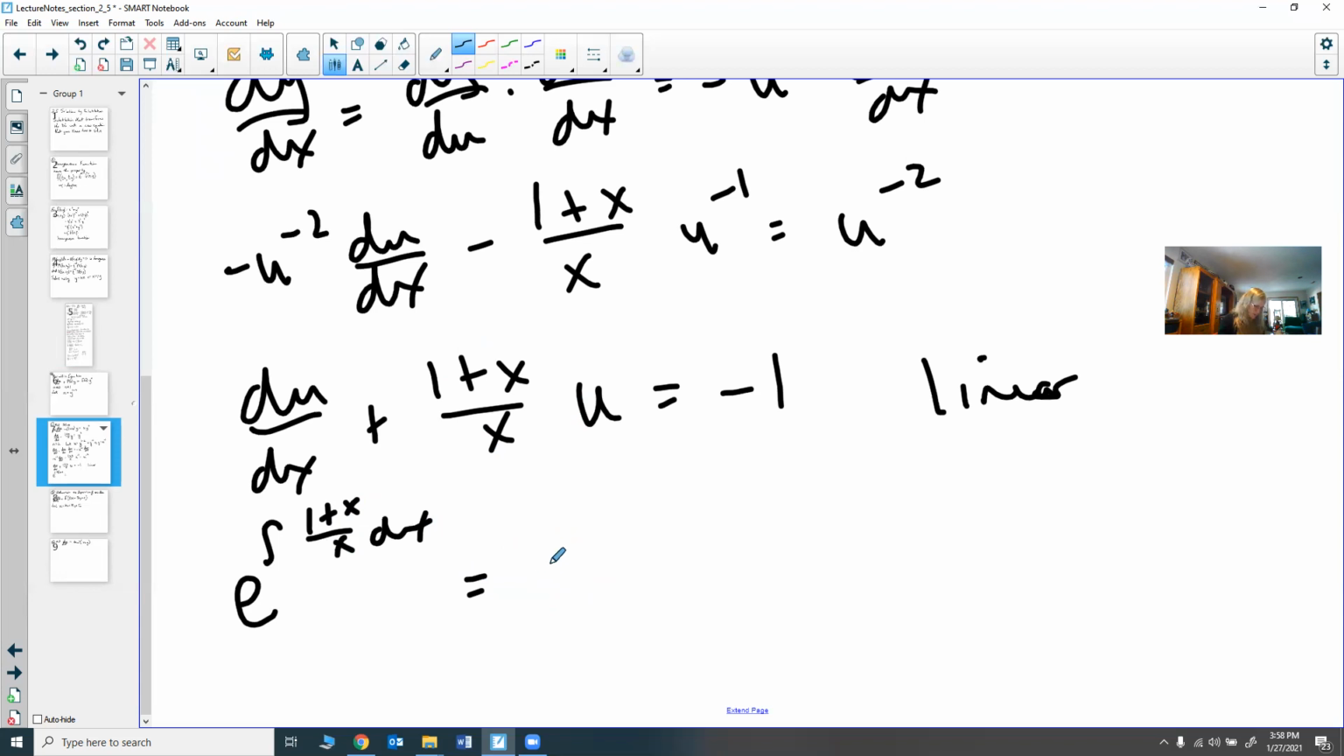is equal to the e to the natural log of x plus x. Oh, plus x, sorry, not times x, plus x.